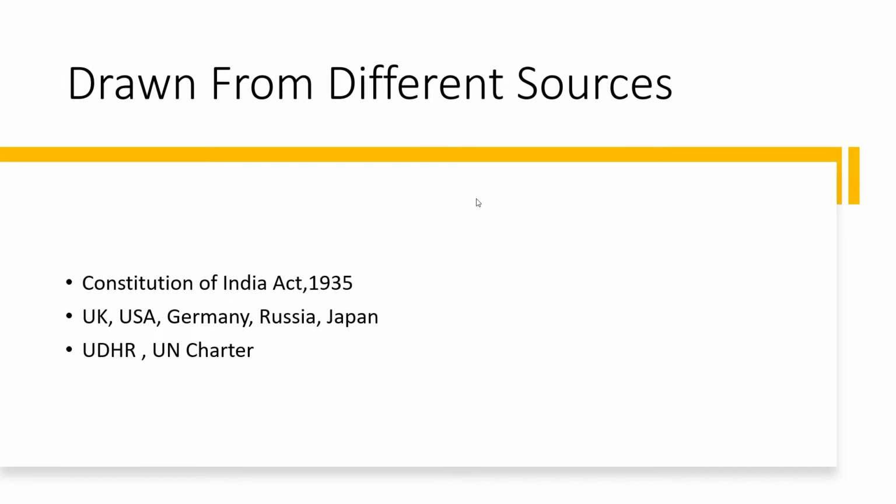One of the important salient features of Indian Constitution is that it is drawn from different sources. Various sources have been incorporated in Indian Constitution. We all know that the Government of India Act 1935 is the largest source of the Indian Constitution. In addition to that, UK, USA, Germany, Japan, Russia, even Ireland, all these countries have enormously donated to the Indian Constitution. So it is derived from various sources. And UDHR, UN Charter, all these international law instruments have also vastly inspired the Indian Constitution, especially the fundamental rights.